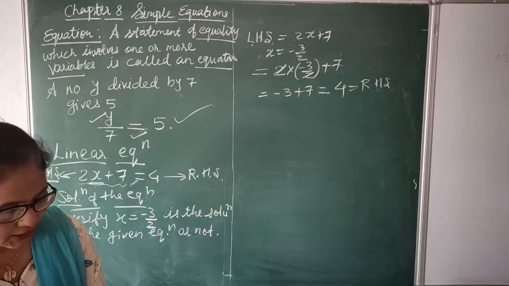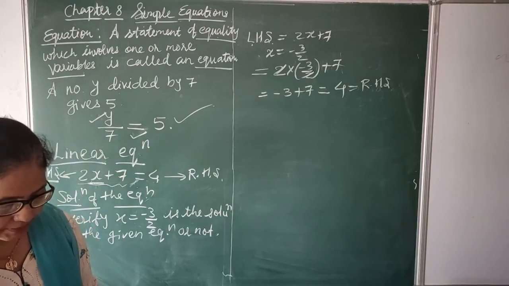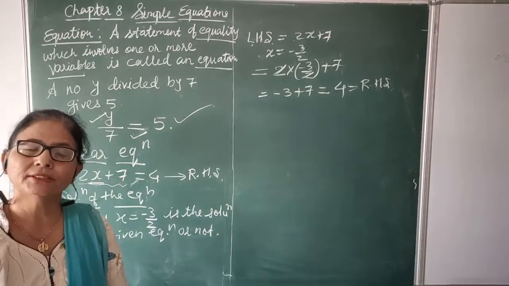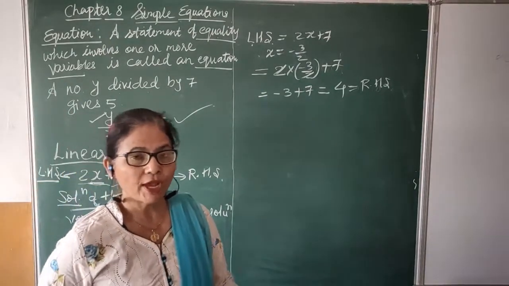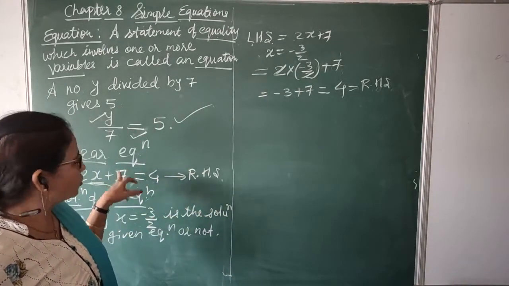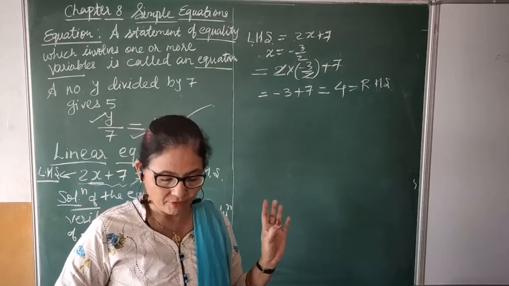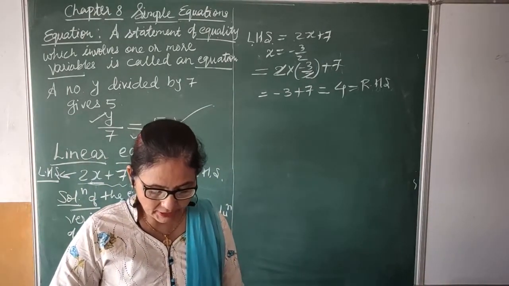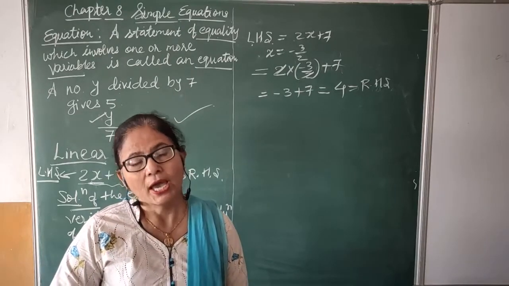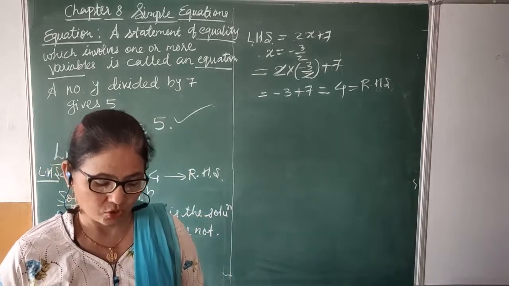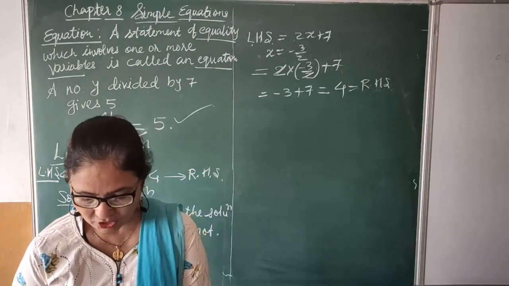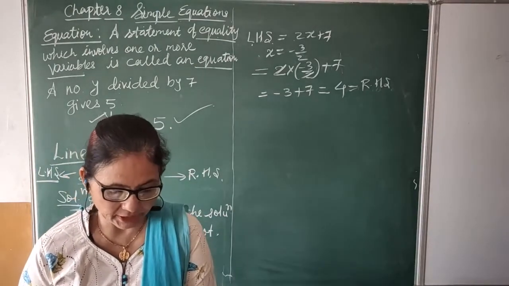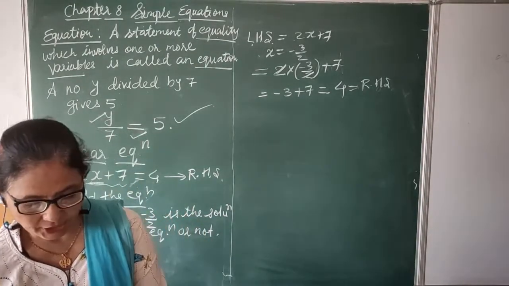How to find linear equations. Now let's see some methods. There are some methods to find the value of the unknown quantity, that is the value of x or y, or you can say any variable. There is the trial and error method, there is the systematic method also, and there is the transposition method also. So let's see first trial and error. What is meant by trial and error method?